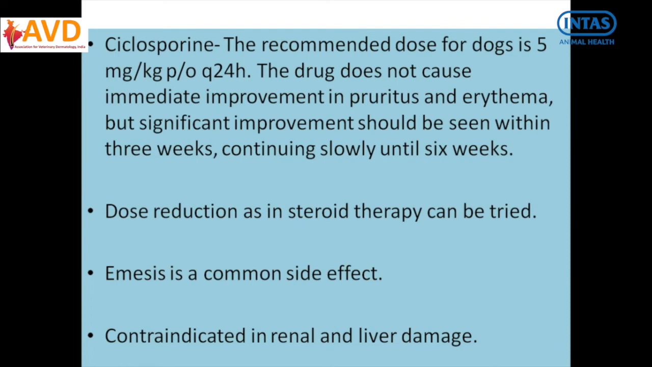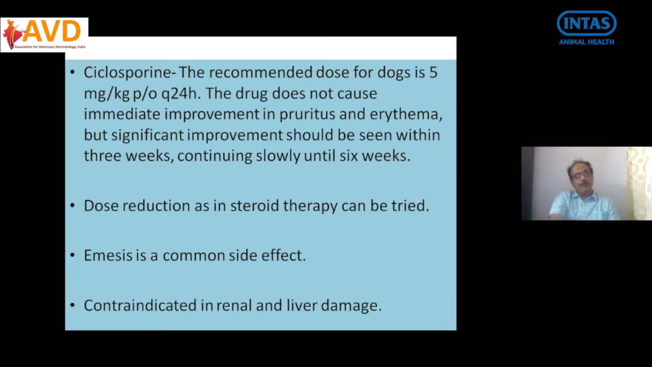Dose reduction as in a steroidal therapy can be tried here also. Just like a steroidal dose reduction, you can try a dose reduction in cyclosporin also. And GI signs are a common side effect. You have to discontinue the cyclosporin therapy whenever there is renal and liver damage. So you have to go for a serum biochemical estimation of creatinine, ALT, ALP, etc. in order to rule out renal and liver damage.